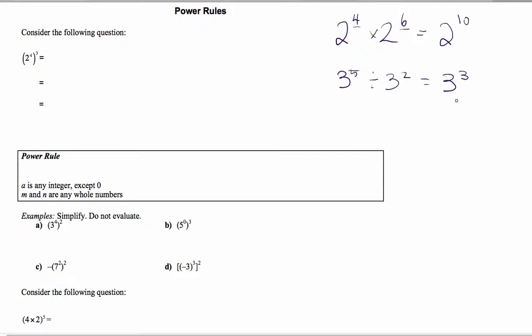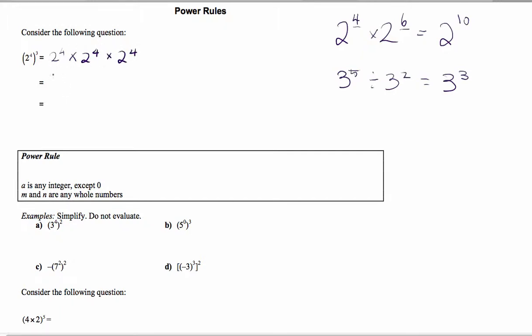So now let's take a look at some other things that we can do with exponents, and specifically what we call the power rules. First of all, if we have 2 to the power of 4 in brackets here and it's raised to another exponent, let's think about what that means. That means that we have 2 to the power of 4 times 2 to the power of 4 times 2 to the power of 4.